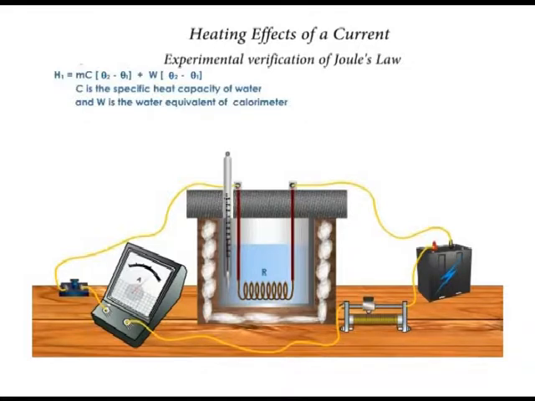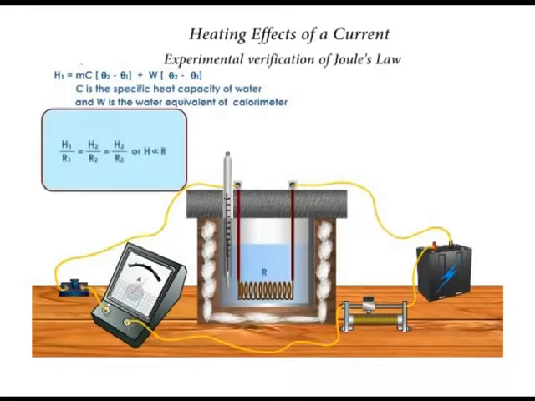He then repeated the same experiment by passing the same amount of current through different coils. He observed that when the same current I was passed for the same time t through coils with different resistance, the heat produced was found to be proportional to the resistance of the coil. That is, H1 by R1 is equal to H2 by R2 and is equal to H3 by R3, or H is proportional to R.